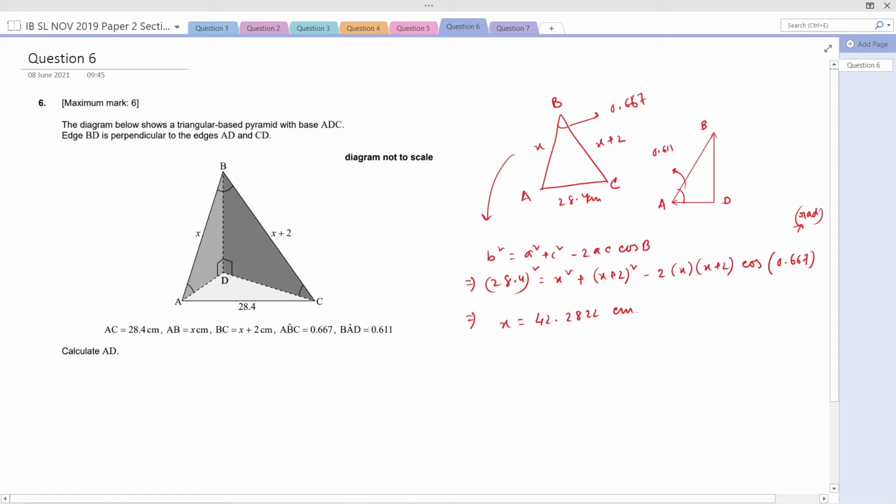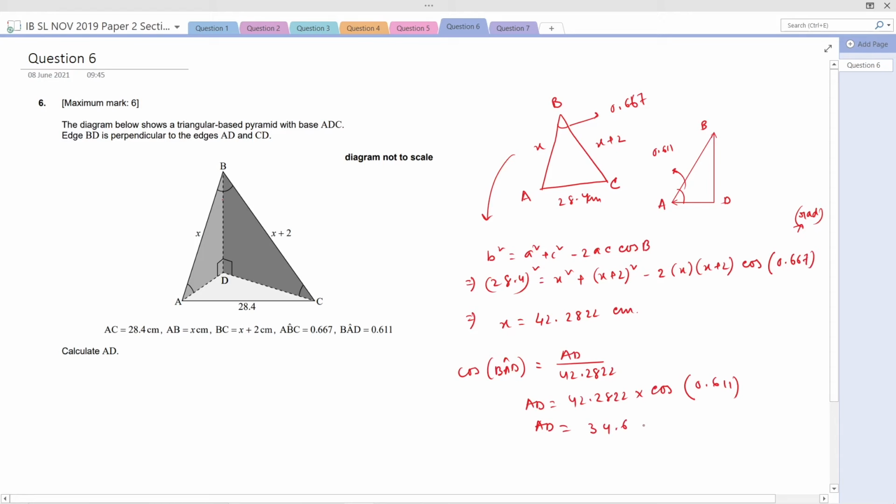So AD is nothing but, from here we can find out the AD. So cos of BAD is equal to AD by 42.2822. So AD is nothing but 42.2822 into cos of angle BAD, which is 0.611. So again put this value in calculator and you will find AD to be 34.6 centimeter. So again this was a very simple problem.